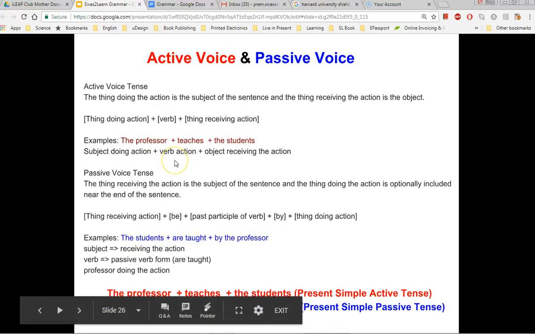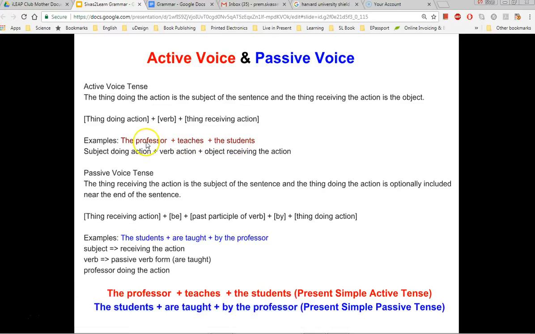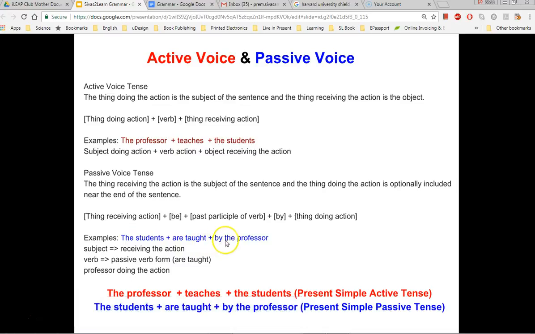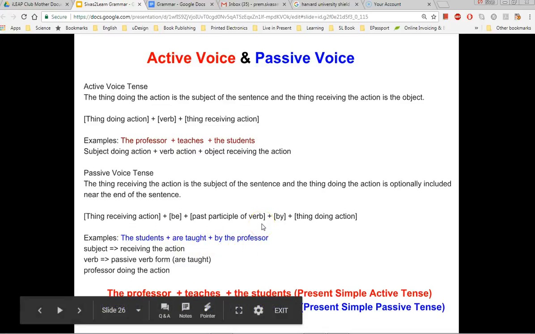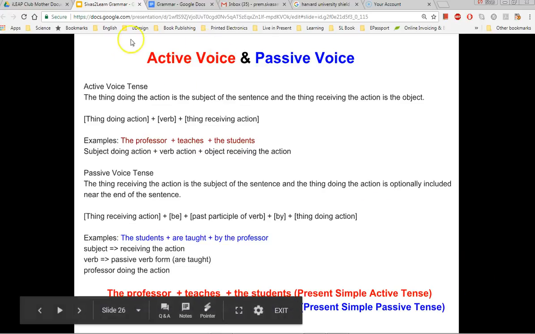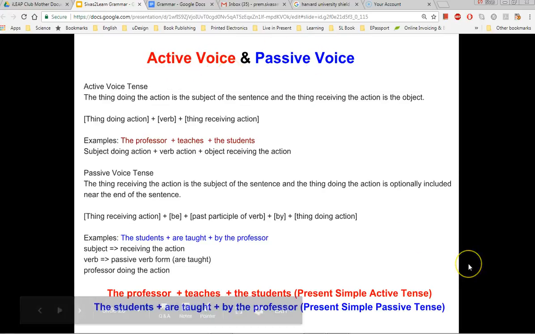But people don't use this one quite often. You see, the professor teaches the students, right? 1, 2, 3. But the students are taught by the professor. Number of words are more. That's one thing. The other one is actually a little more complicated. Sometimes the meanings are easier to express using active voice. So most of the time use active voice if possible, but sometimes if you are doing a lab or something, then you may have to use passive tenses in your lab report.